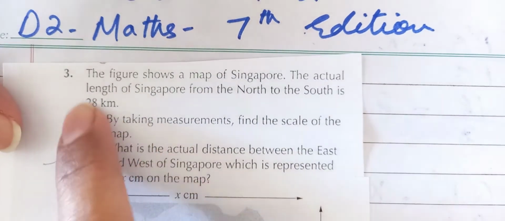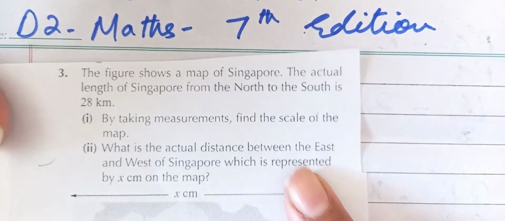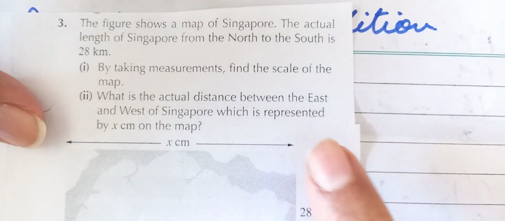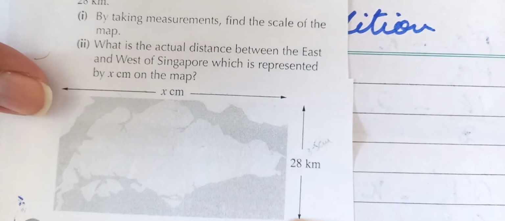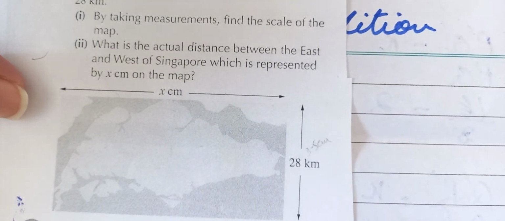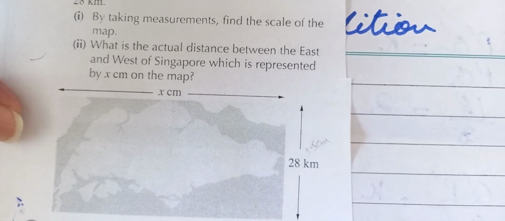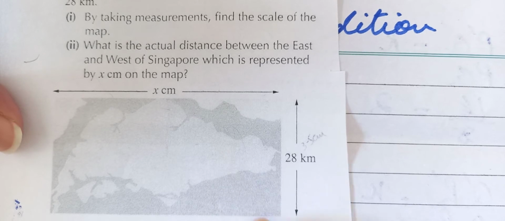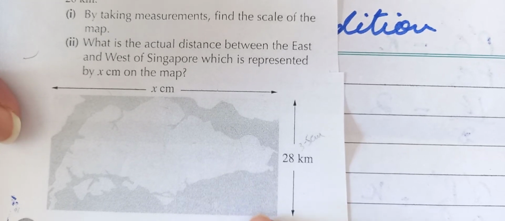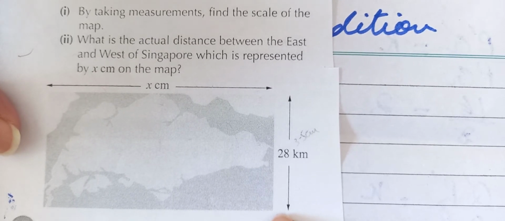Question number 3 is, the figure shows a map of Singapore. Now we must keep this in mind that Singapore is quite big and we cannot draw the entire map of Singapore with proper scales like 28 kilometers on the paper. So we have to draw a miniature version of Singapore on our worksheets. So what we do, we take a small scale and then we draw the required figure.